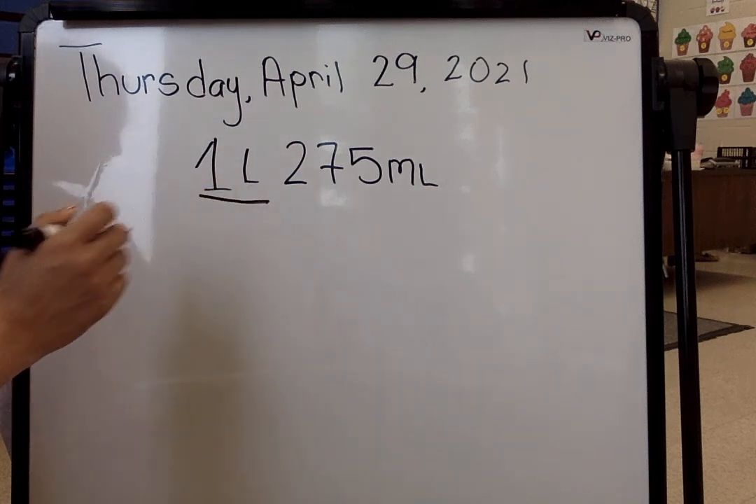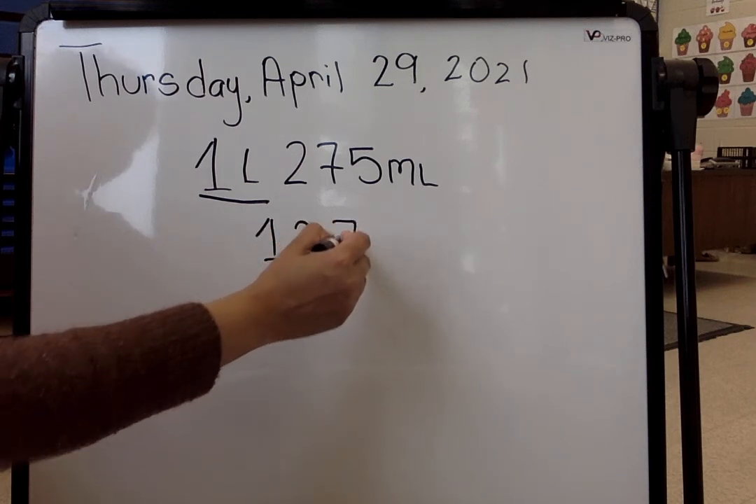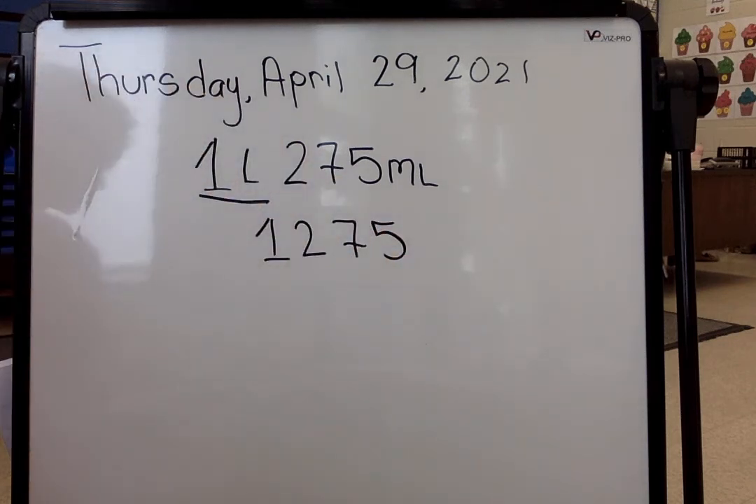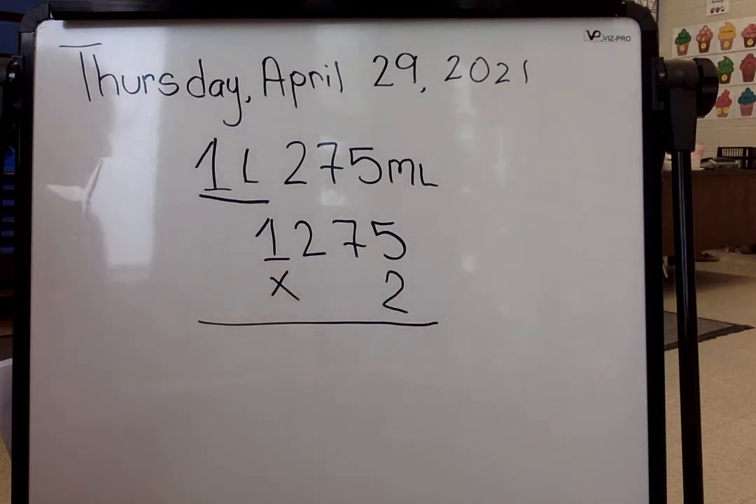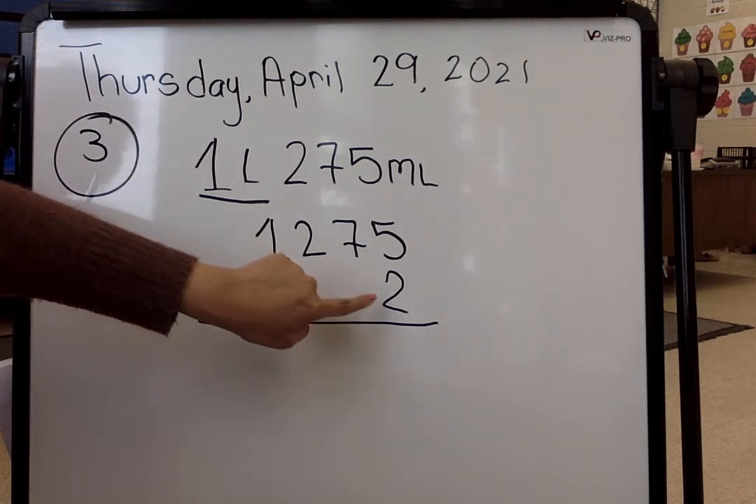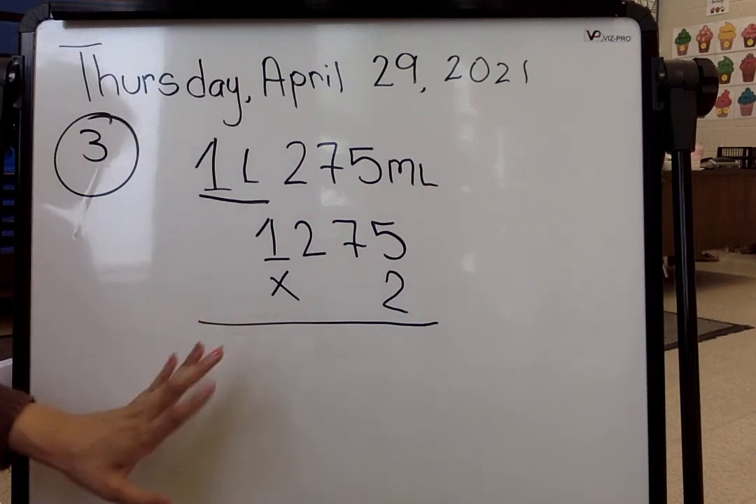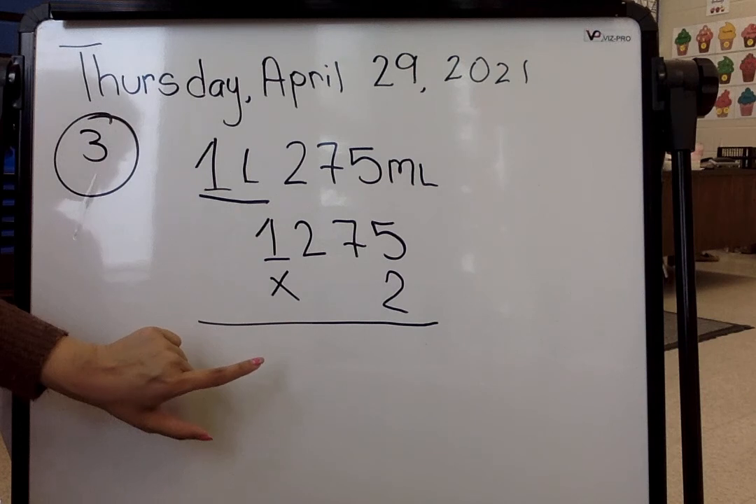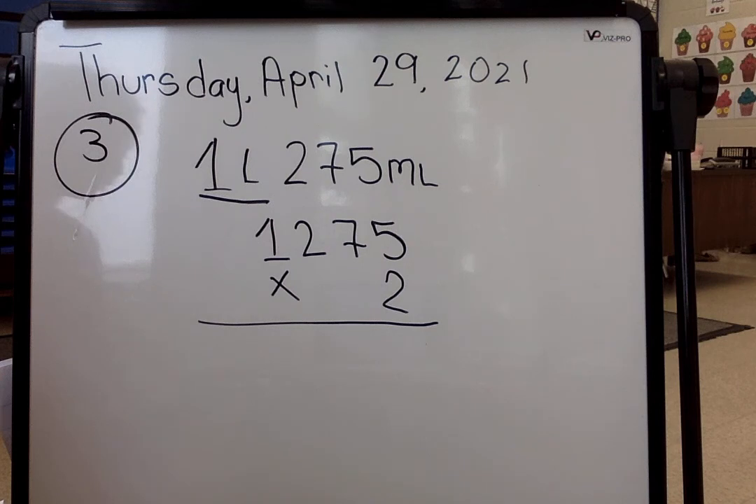What does this 1 liter mean? 1,000, right? So that means we have 1,275, and because there are 2 bottles, you're going to multiply it by 2 to find out how much she used. Once you're done multiplying, please also write the sentence: she used this much syrup. Remember, your thousands number will be your liters and your hundreds will be your milliliters. So that is question 3.